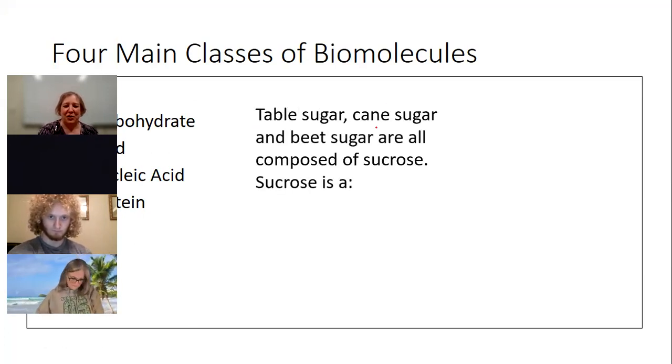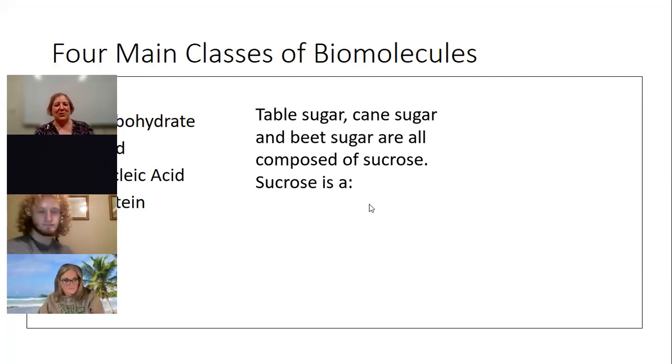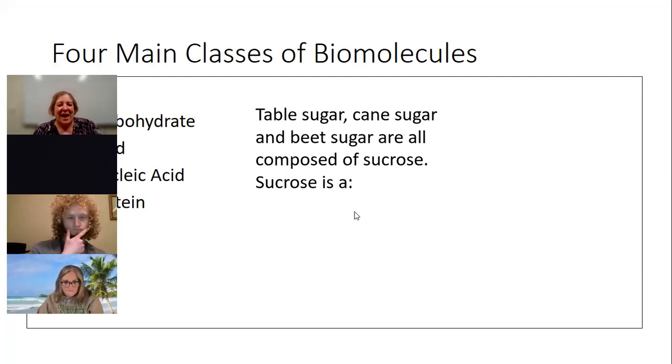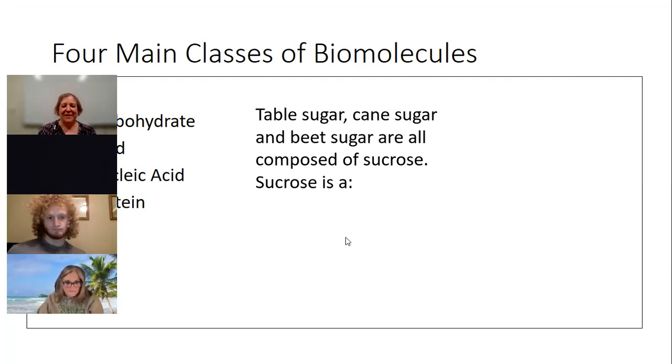Okay, table sugar, cane sugar, and beet sugar are all composed of sucrose. Sucrose is a, oh, I didn't launch it. Sorry, you can't vote yet. There we go. Now I've launched it.